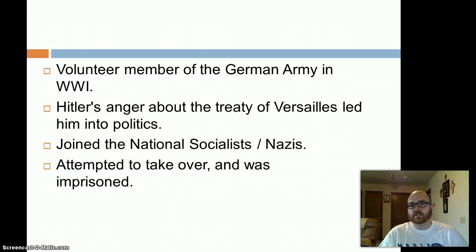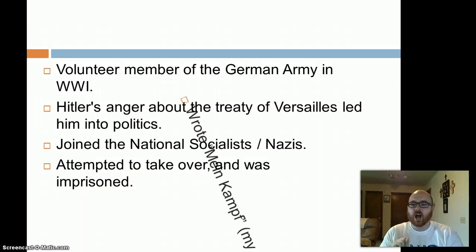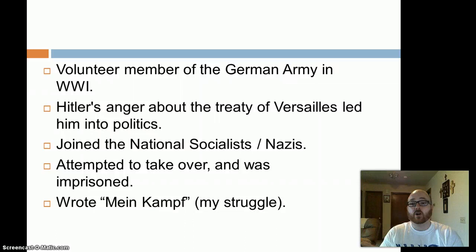Basically, he's going to kill all the leaders when they go out drinking after Parliament. And so, this was found out. He was thrown in jail. He didn't serve all of his time in jail, about 9 months. But while in jail, he wrote a book called Mein Kampf.